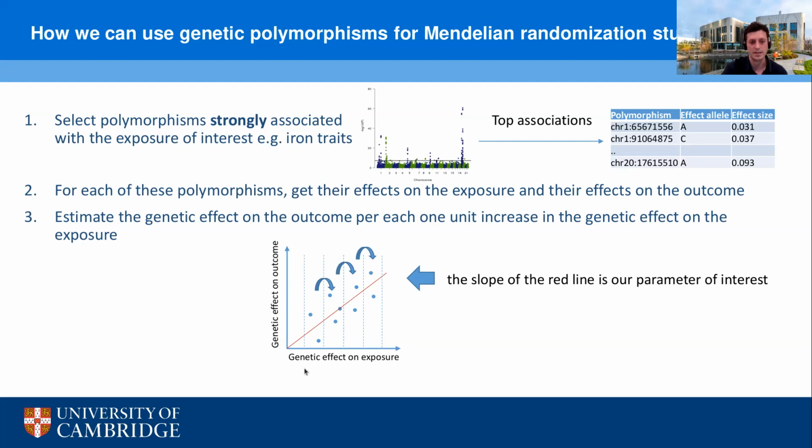On the x-axis, we have the genetic effect on the exposure. Each dot represents one polymorphism from this table. And on the y-axis, we have the genetic effect on the outcome. And we can see that the higher the genetic effect on the exposure, the higher the genetic effect on the outcome. We are interested in estimating the slope of the red line here, which tells us whether the genetically predicted effect on the exposure is associated with a higher or lower risk of the outcome.